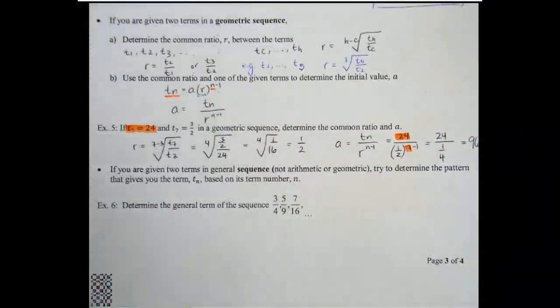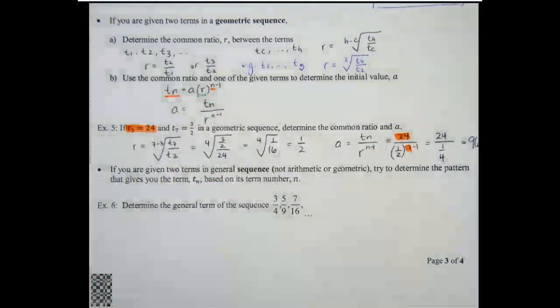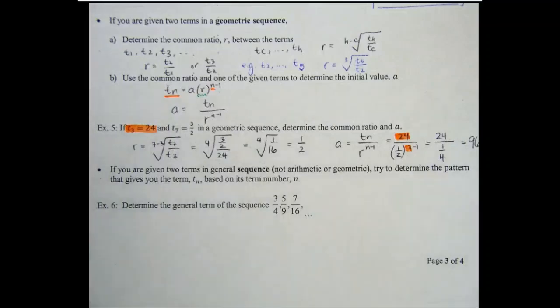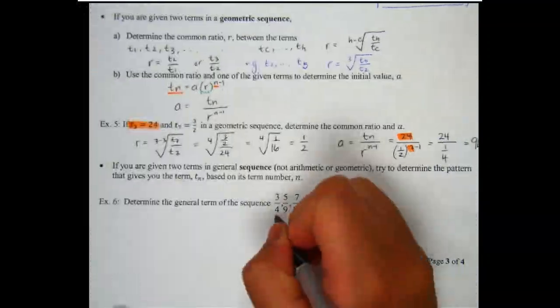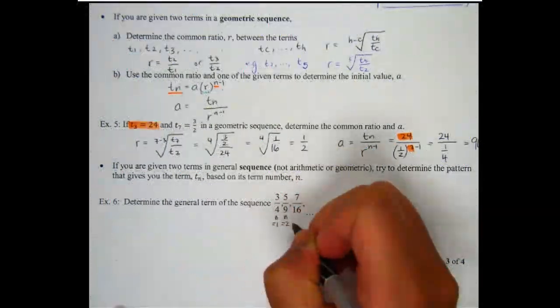All right, last example, and this is tricky because you're given two terms in a general sequence that is not arithmetic or geometric, so you can't use the formulas at the top of the page. So instead, you just have to try to look for the pattern that gives you the term Tn based on its term number n. So in this example from the first page, this is n equals 1, n equals 2.